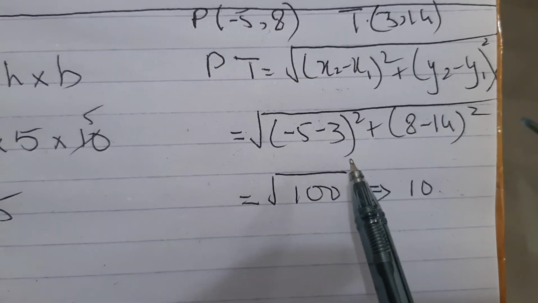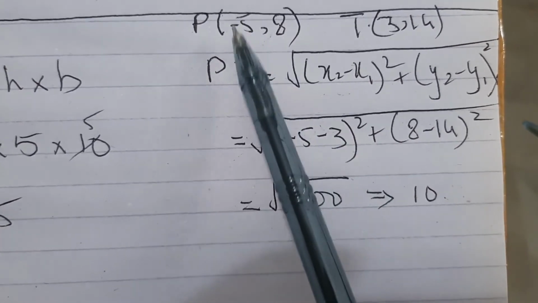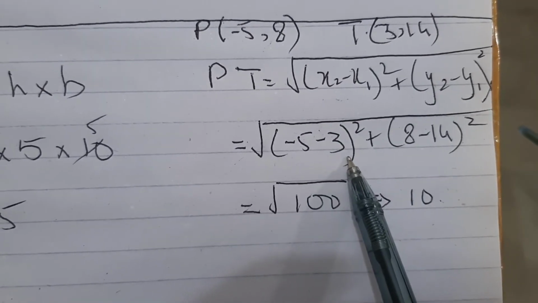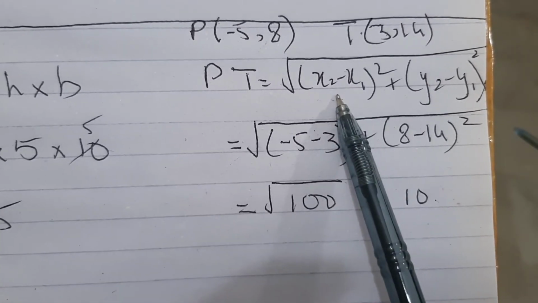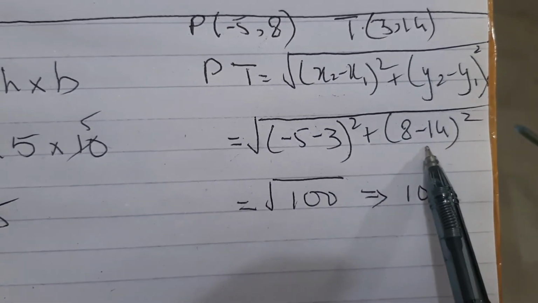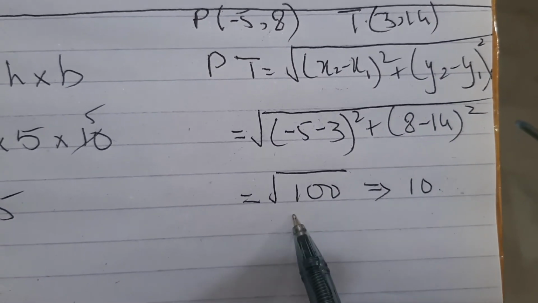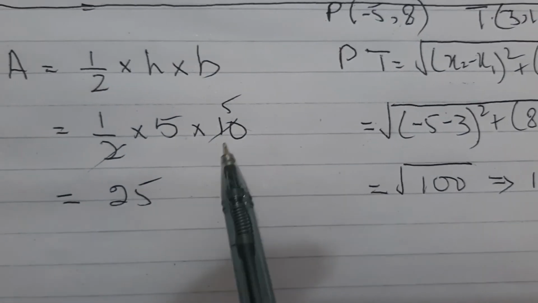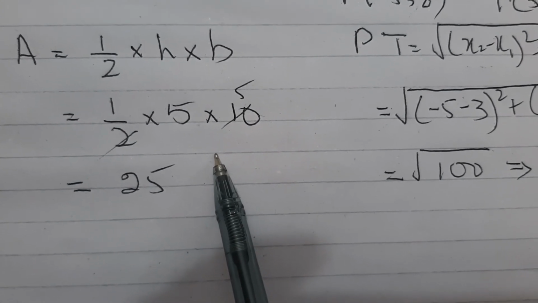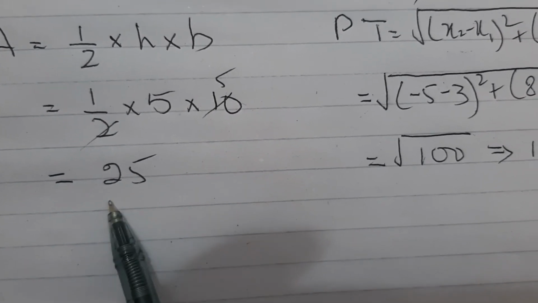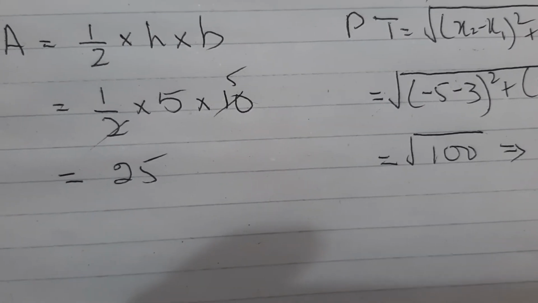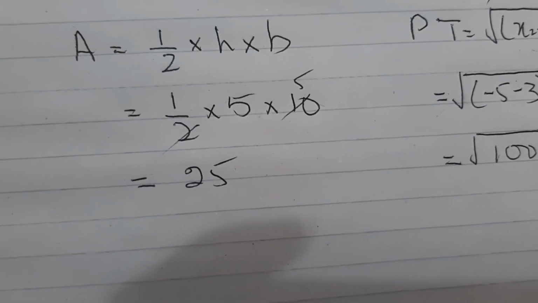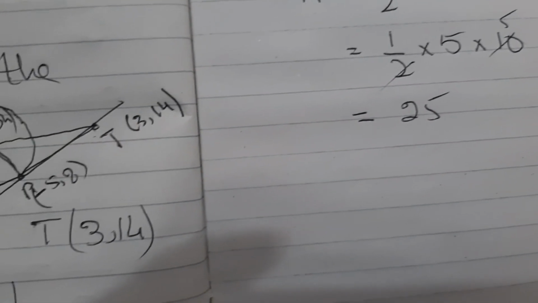Just showing it to you so you can see what I'm doing. This is the x coordinate and this is the x coordinate. So minus 5 minus 3 whole square, right? Plugging in here. Then 8 minus 14, plugging in here. So when you solve, you will get 100, and root 100 is 10. Now I'm substituting in the formula for the area of a right angle triangle, half into height into base, and I got 25 square units. Now why I want to introduce the matrix method: many of the students are unaware of it and it is very useful.